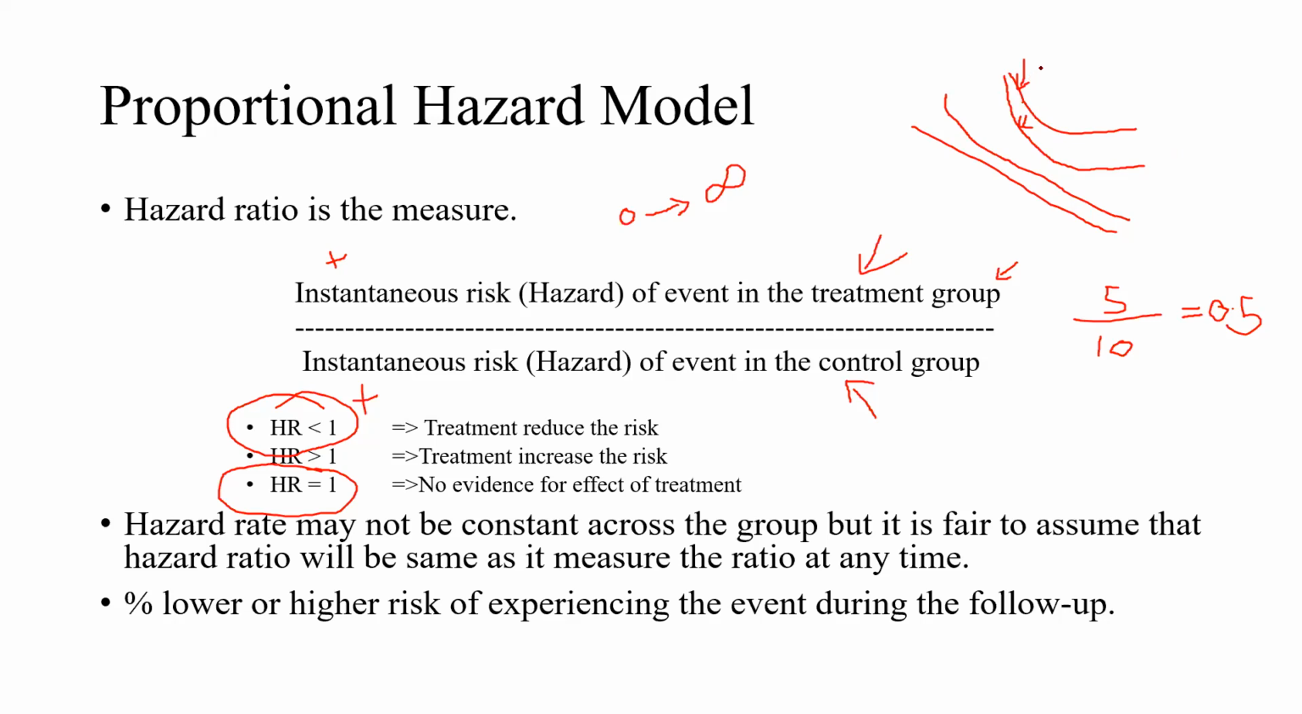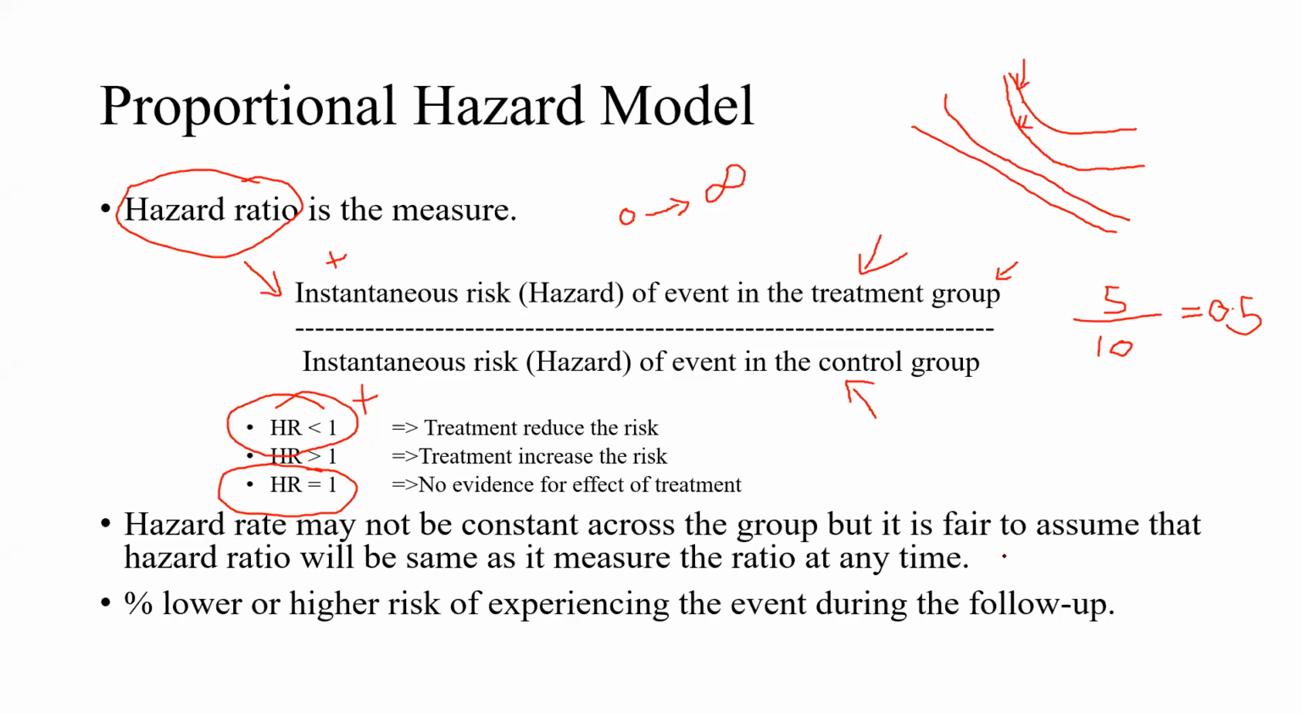But what we can confidently assume is that the ratio between these hazard rates, the hazard ratio, this factor which we have discussed now, will be almost similar throughout the follow-up. This is a very fair assumption to proceed with a certain regression analysis with this type of data. That is the assumption which we are mainly using when we apply a Cox proportional hazard model. We assume that the hazard ratio remains constant throughout the follow-up.